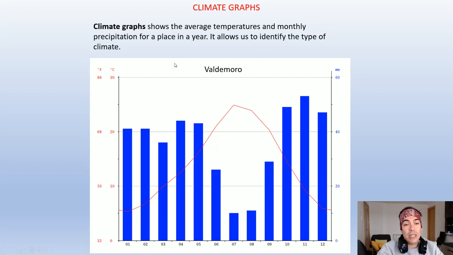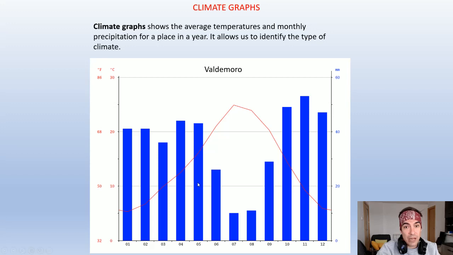Here, for example, we have the climate graph of Valdemoro. We have to take a look first at the horizontal axis, which shows the months, the vertical right axis, which shows the precipitations in millimeters, and the left vertical axis, which shows this part, not this part, which are degrees Fahrenheit, this part, which is degrees centigrade, which are the ones we use. That shows the temperature.